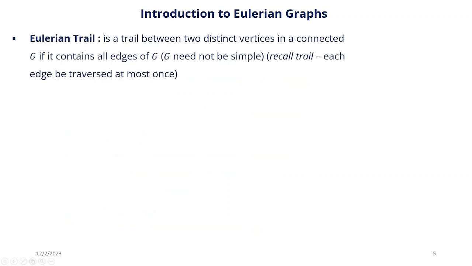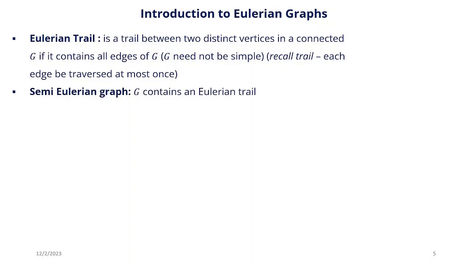Now we look at introduction to Eulerian circuits. First, we will define an Eulerian trail. An Eulerian trail is a trail between two distinct vertices in a connected graph if it contains all the edges of a graph G. The graph needs not be simple. Recall that a trail has a restriction that each edge be traversed at most once.